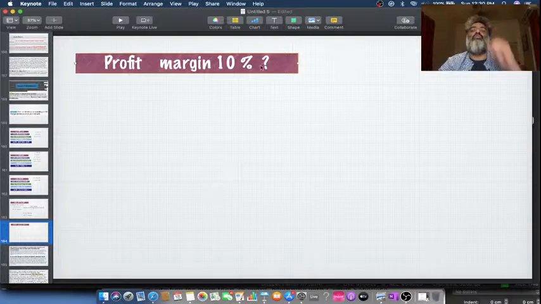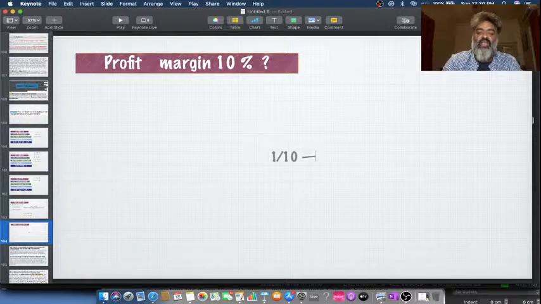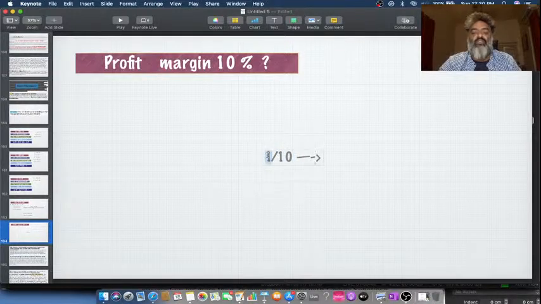Correct, right? So now I want to think in my shortcut. When I say margin is 10%, what does 10% mean? 1 by 10. And I want to convert this into profit percentage. In this 1 by 10, what is 10? The selling price. What is 1? The profit. Let me slow down and read it again.